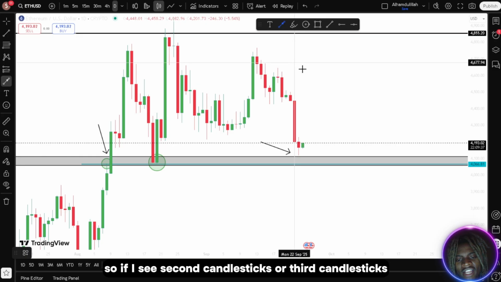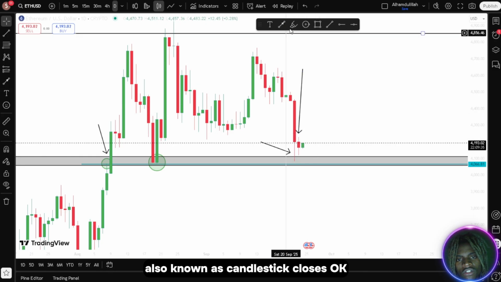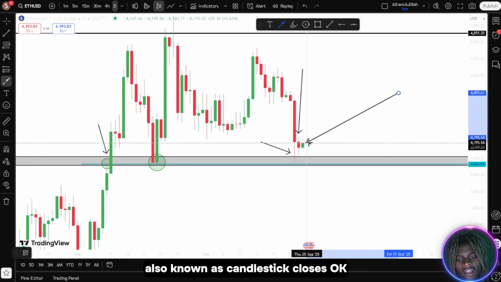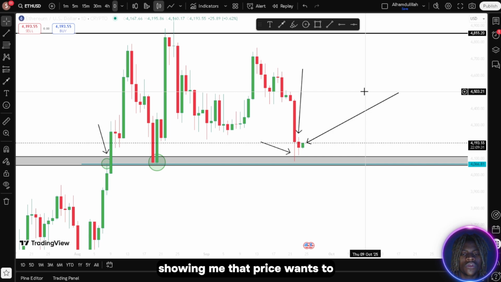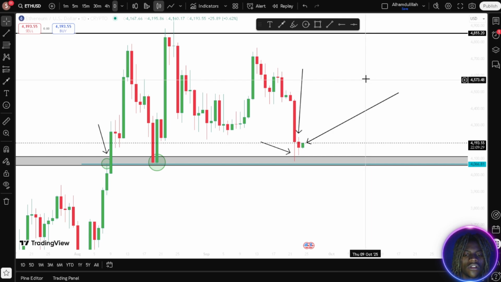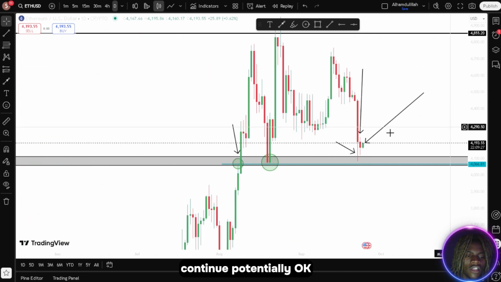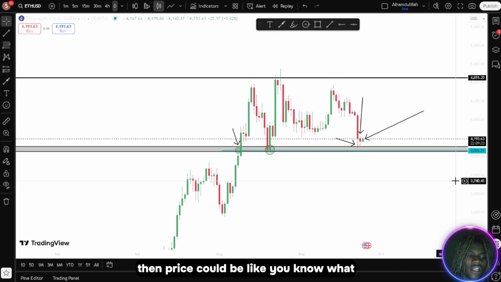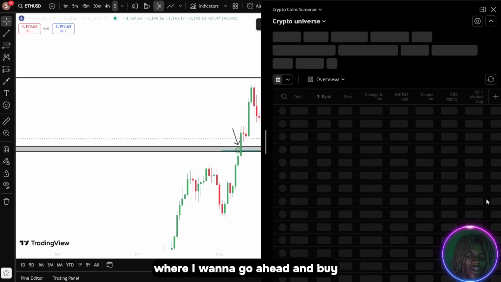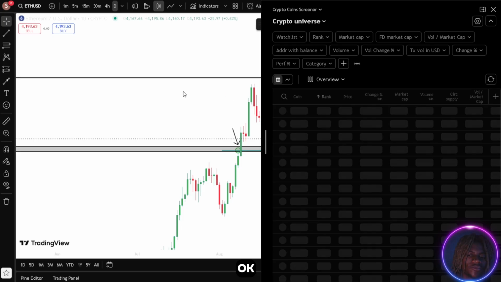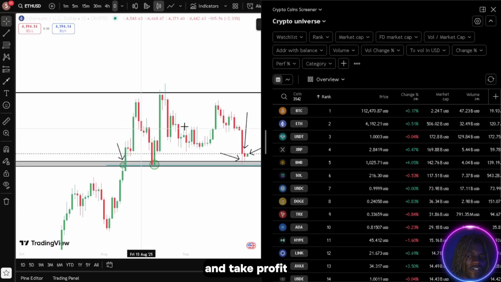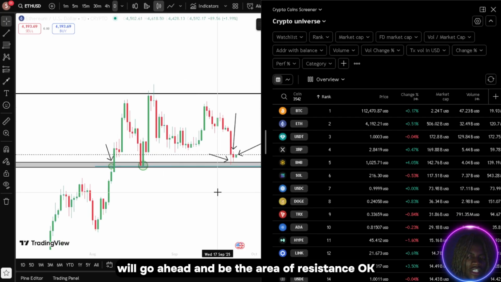So if I see second candlesticks or third candlesticks, also known as candlestick closes, showing me that price wants to continue potentially, especially if it's going from red to green from a certain area, then price could be like, you know what, this could be a decent area where I want to go ahead and buy. And take profit will be the area of resistance.